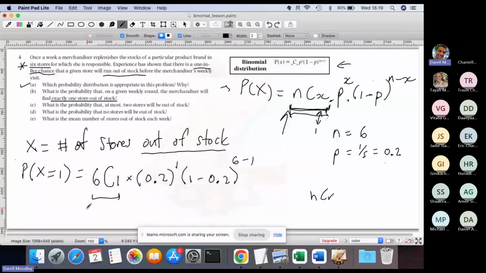If you put it all into your calculator, with the brackets and the exponents, etc., you'll get a value of 0.3932. I'll just stop here at the fourth decimal. That should be good enough. Which is 39.32%.